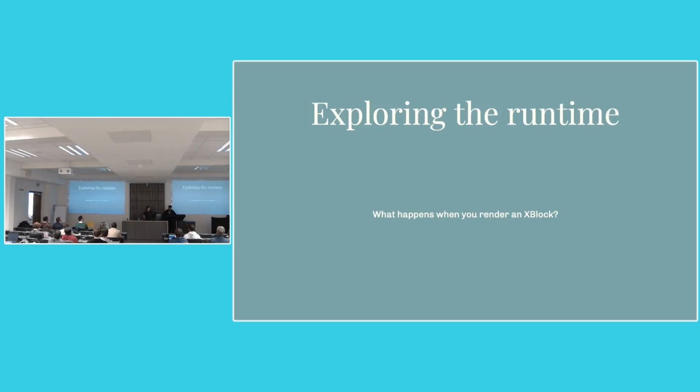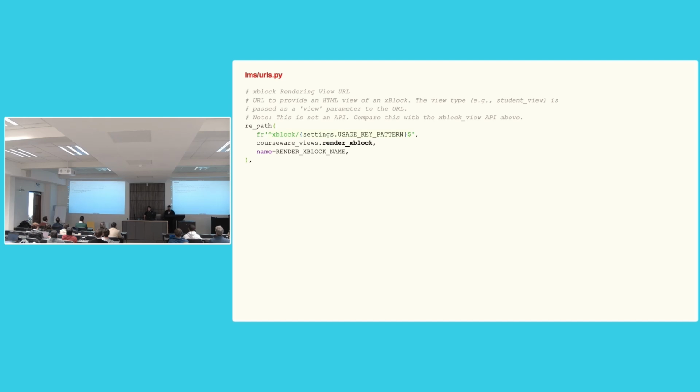Right. Hello everyone. Now I'd like to guide you through what happens when the LMS renders an XBlock, especially in the context of the runtime. So let's begin our journey in the LMS URLs. Here we can find the definition of the direction to the view that renders an XBlock. This view can either render a single XBlock or a whole vertical, which is a set of multiple XBlocks.